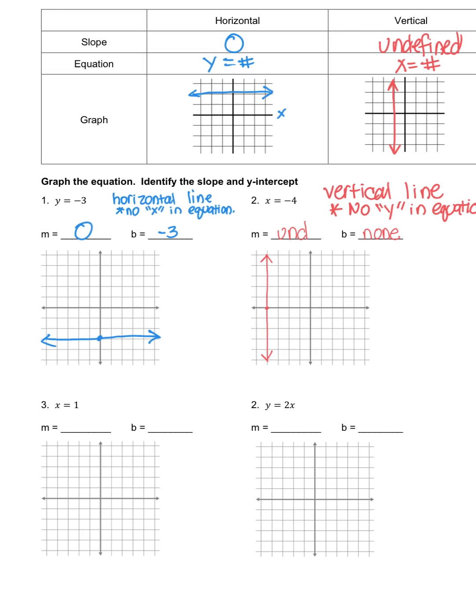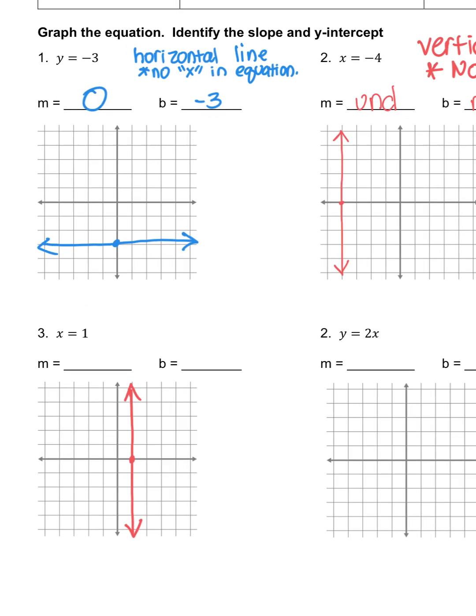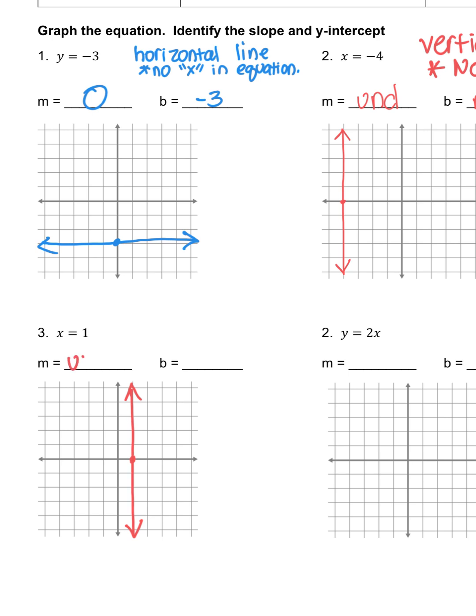Okay, let's go ahead and move on to number 3. It says x equals 1. So let's go ahead and graph x equals 1. So we have 1 right here. Positive 1, that is. So we have this vertical line. What is our slope going to be for this vertical line? Vertical line slope. Undefined, very good. So an undefined slope.